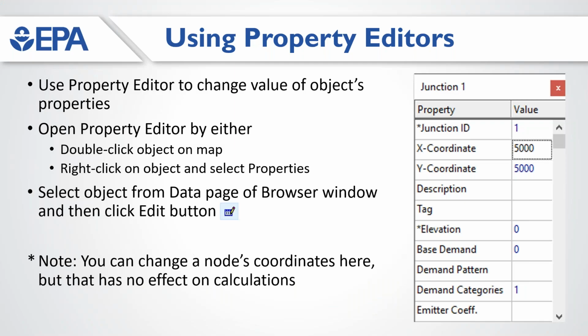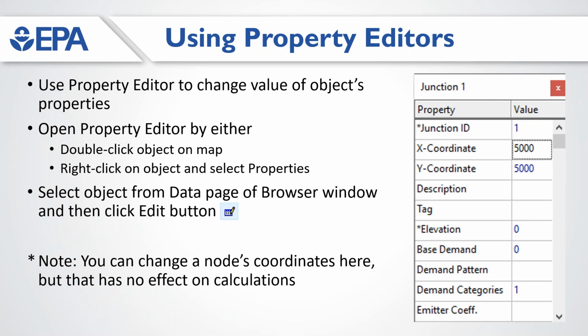Okay. As objects are added to a project, they are assigned a default set of properties. To change the value of a specific property for an object, we must use its property editor. There are several different ways to open the property editor. Whenever the property editor has the focus, you can press the F1 key and EPANET's help window will open to a page that describes each of the properties listed.